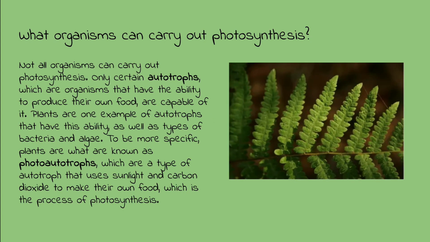What organisms can carry out photosynthesis? Not all organisms can carry out photosynthesis. Only certain autotrophs, which are organisms that have the ability to produce their own food, are capable of it. Plants are one example of autotrophs that have this ability, as well as types of bacteria and algae. To be more specific, plants are what is known as photoautotrophs, which are a type of autotroph that uses sunlight and carbon dioxide to make their own food, which is the process of photosynthesis.